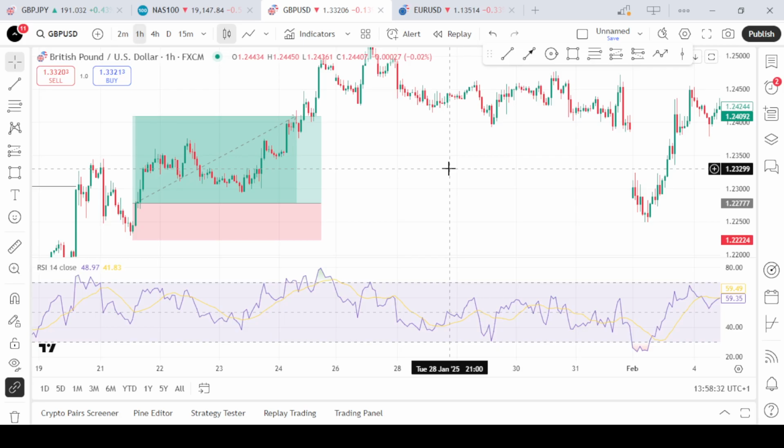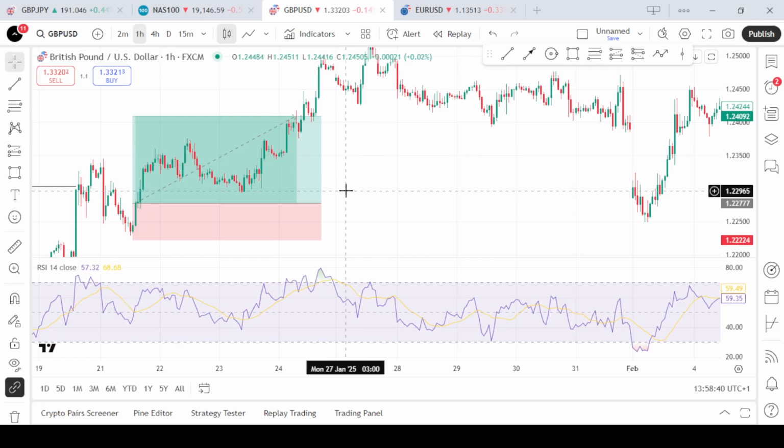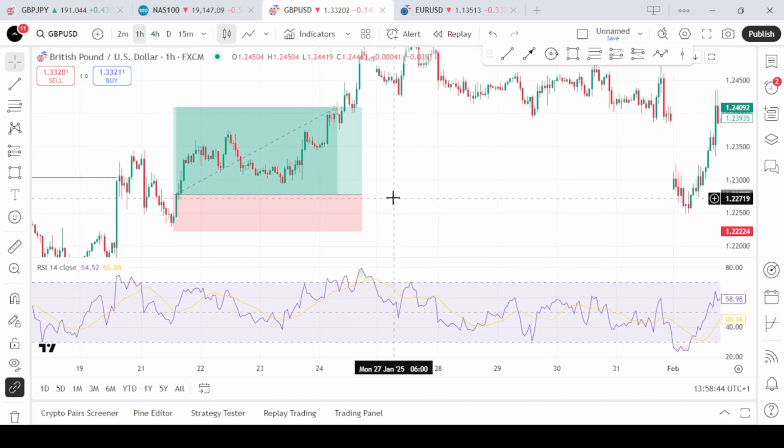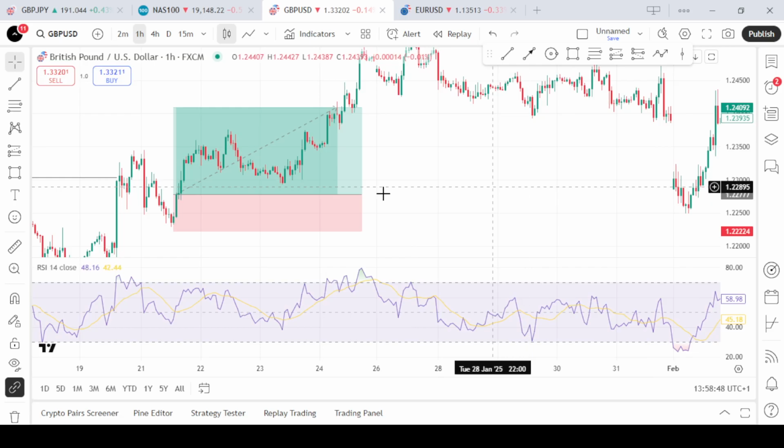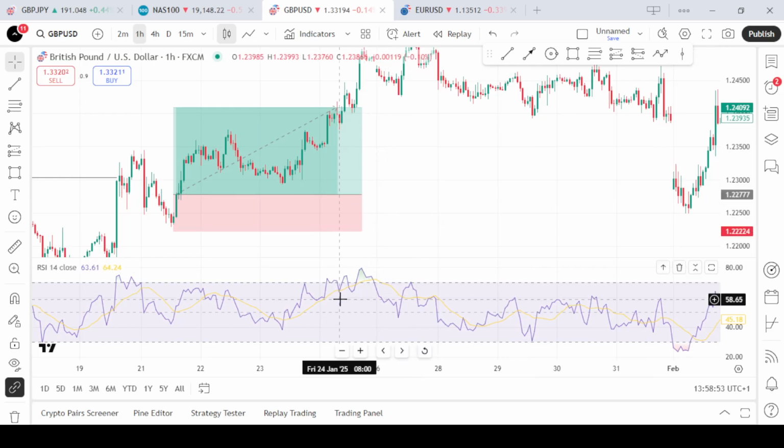Do not forget, position size matters. Always risk nothing more than 1 to 2% of your account, to avoid unnecessary blowing of accounts and to ensure that you stay in the trading game for a longer time.